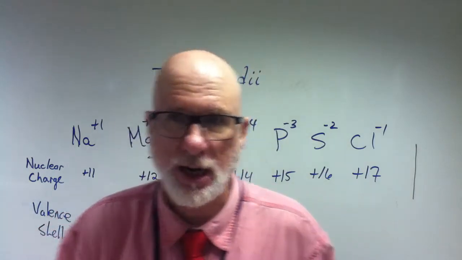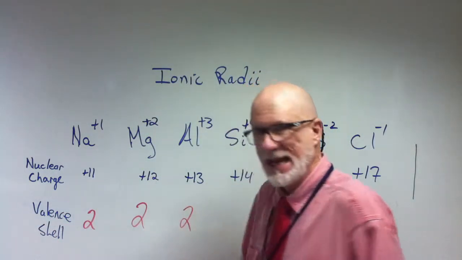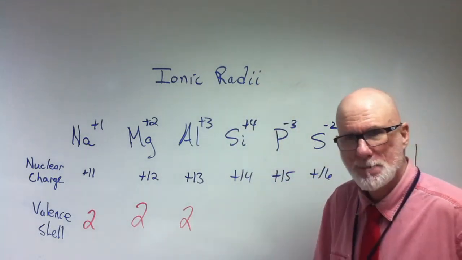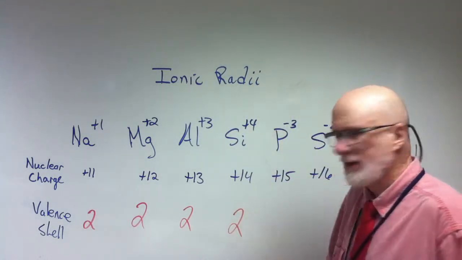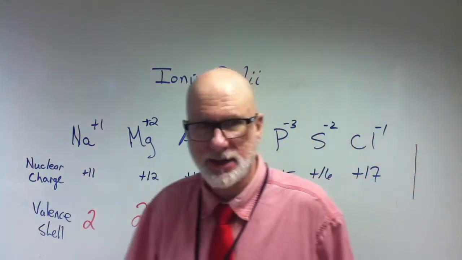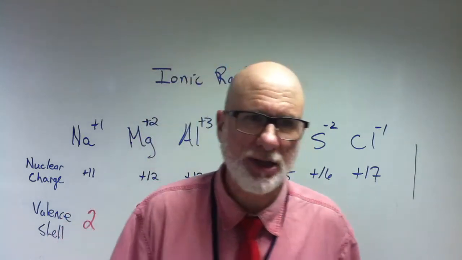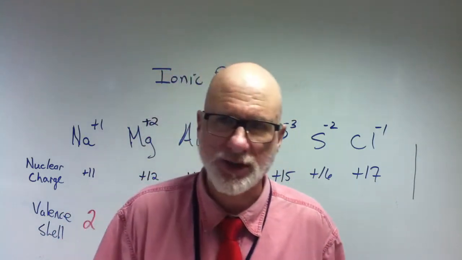What's the valence shell of aluminum? 2. Aluminum ion. 2. Most excellent. What about silicon? 2. What about phosphorus? Probably 2. All right. I can see you're getting into a rut, Mohammed. All right, Mohammed, what's going to be the charge of phosphorus?